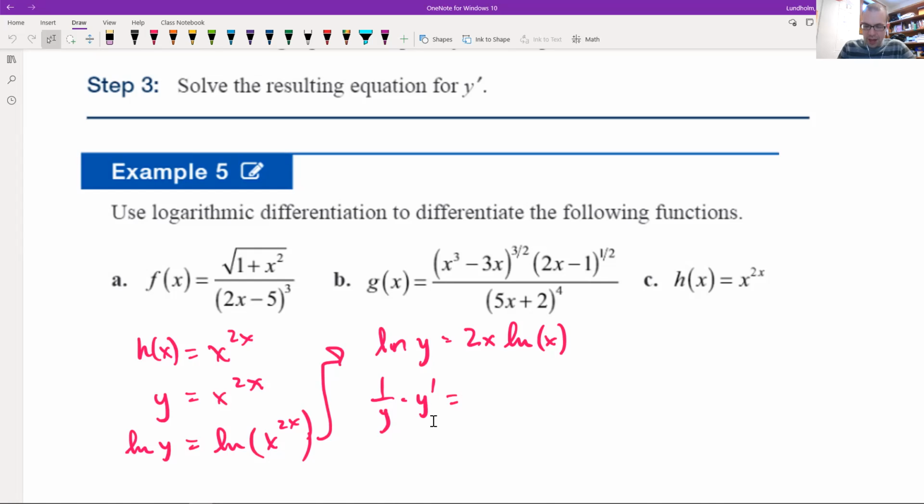And then on the right-hand side, we're going to have a product rule. So let's take the derivative of the first, which is 2, times the second, which is ln of x, and add that to the first one times the derivative of the second one, which is 1 over x. And so we get 1 over y times y prime equals 2 ln of x plus 2. That simplifies nicely.